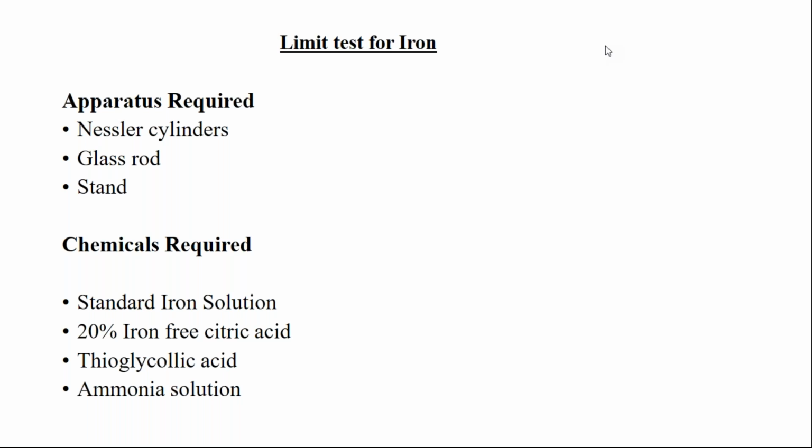So in yesterday's class, we saw limit test for chlorides and we saw limit test for sulfates. The same way today we'll see limit test for iron. If possible, we'll try to cover limit test for arsenic as well as heavy metals. Okay, so for limit test for iron, these are the apparatus which is required. The same Nessler cylinder, glass rod and stand. The chemicals which is required here is standard iron solution, 20% iron-free citric acid, thioglycolic acid and ammonia solution.